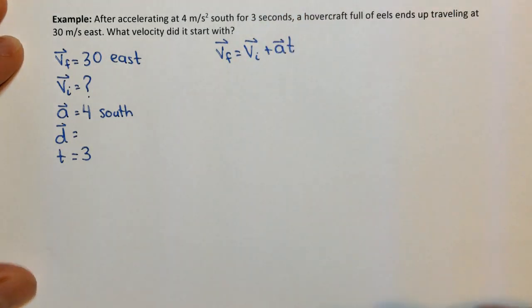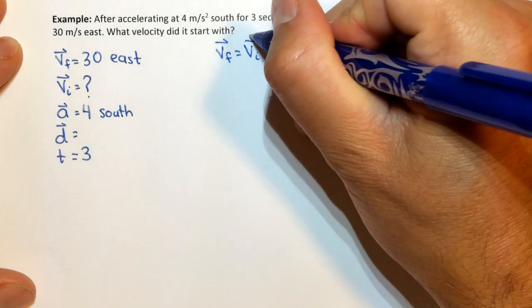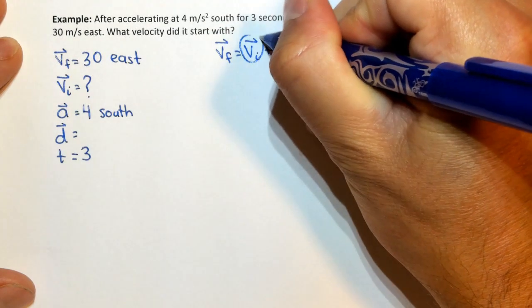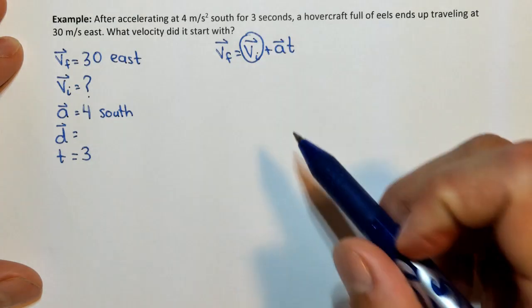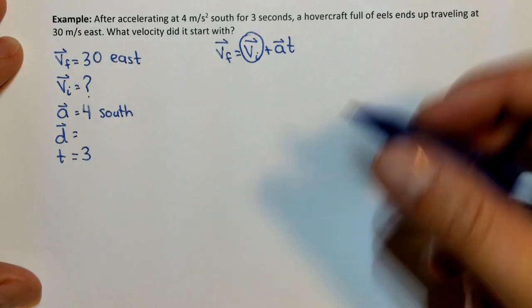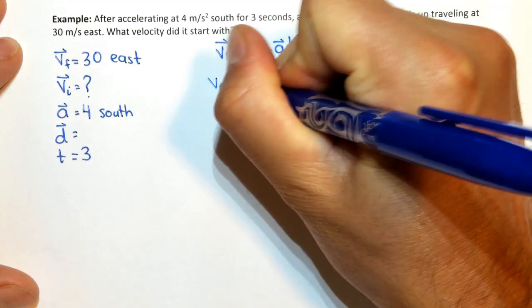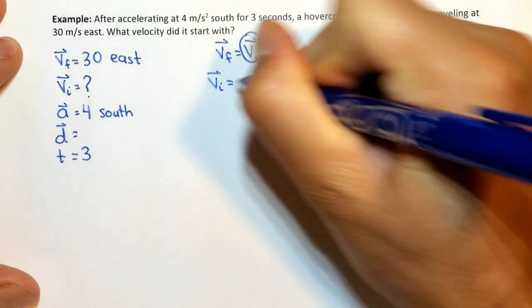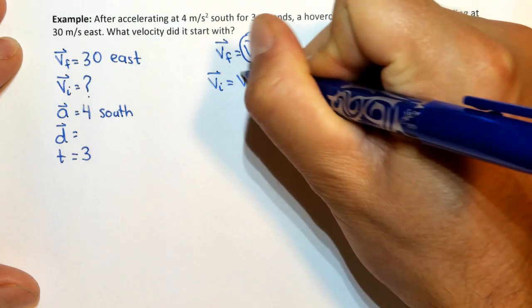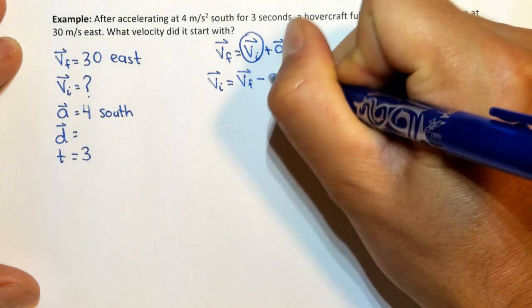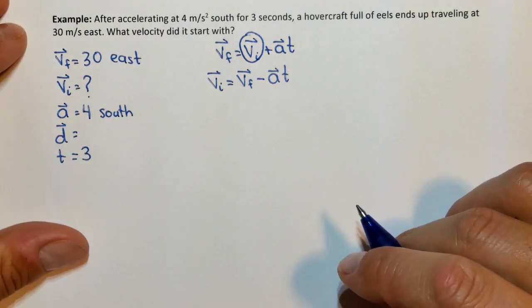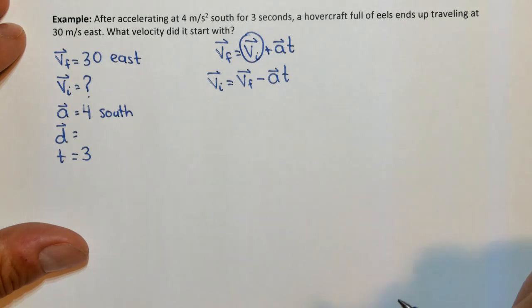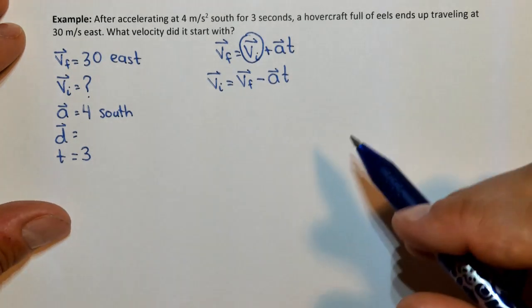VF equals VI plus AT. Then since I'm looking for VI, I'm going to rearrange the formula to isolate VI. And I get VI equals VF minus AT. And the next thing I would do is I would start plugging things in.